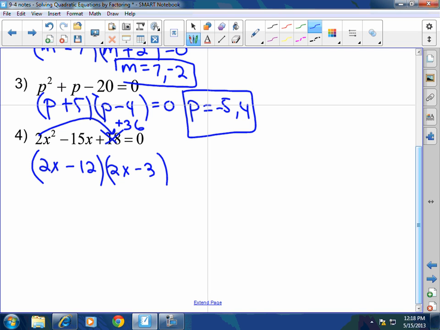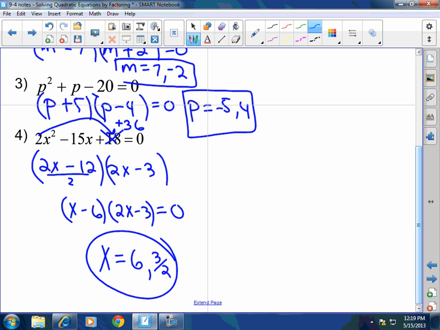-12 and -3, very good. Now the factor: I got x minus 6 times 2x minus 3 equals 0. Set both x minus 6 equal to 0 and 2x minus 3 equal to 0. What do I have left? X equals 6 and 3/2. Fantastic. We got one more page, but does that make sense so far?